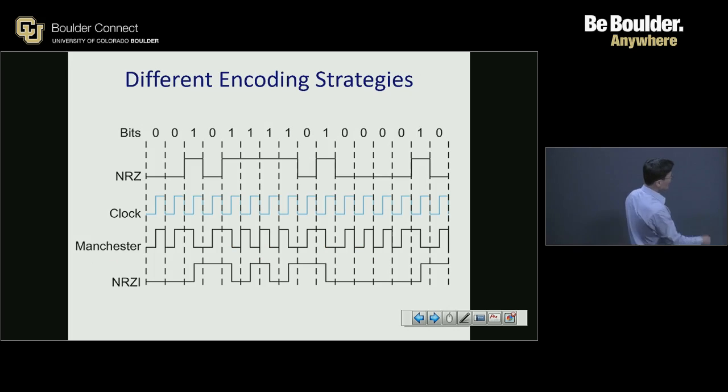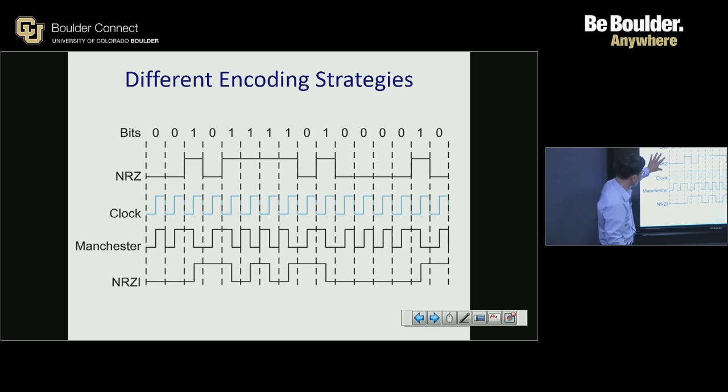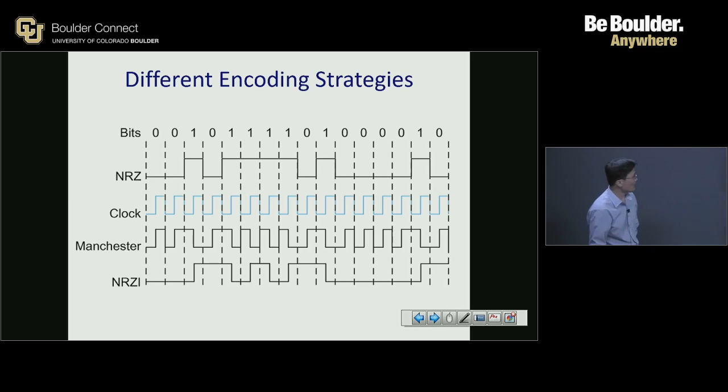Yeah, this is another example. 0, 1, 1, 1, 1. So this is NRZ. If you see Manchester, it has more transitions, so that the receiver side can better maintain the clock. Okay. So any questions so far?